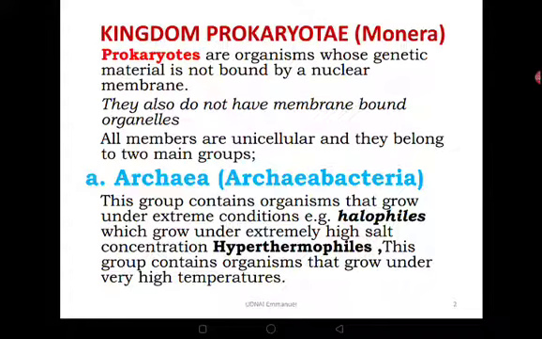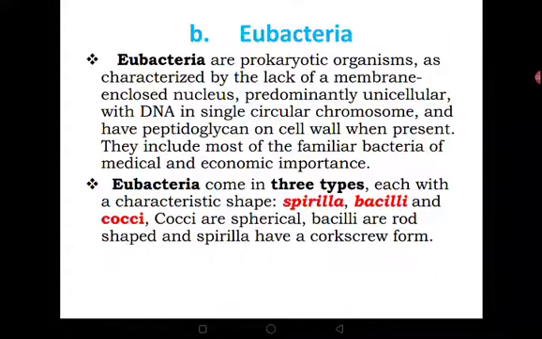So in general, they are called extremophiles. That means they are able to survive under extreme conditions. So those are the Archaea or Archaebacteria, a group of the prokaryote kingdom. The second group is Eubacteria. The word Eu means true bacteria. These are prokaryotic organisms, characterized by a lack of membrane-bound organelles or a membrane-bound nucleus, and they are predominantly unicellular.